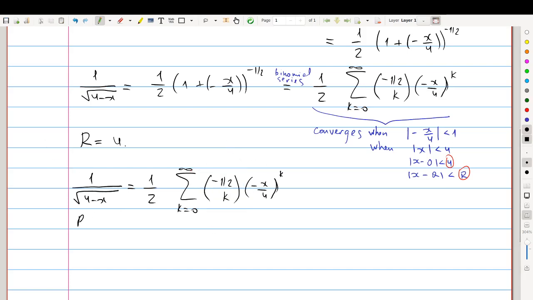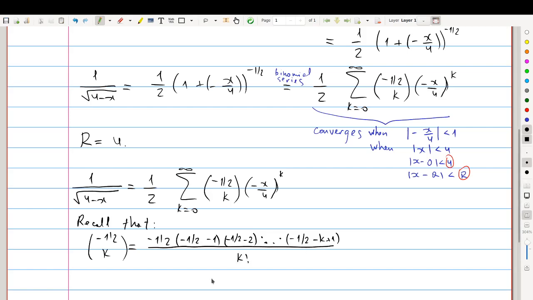So we have the following. Minus 1 half choose k is, by the formula we had for the binomial coefficient, equal to minus 1 half, minus 1 half minus 1, minus 1 half minus 2, and so on, multiplied finally by minus 1 half minus k plus 1, and everything divided by k factorial. So this is the expression that we will substitute into our series over here.